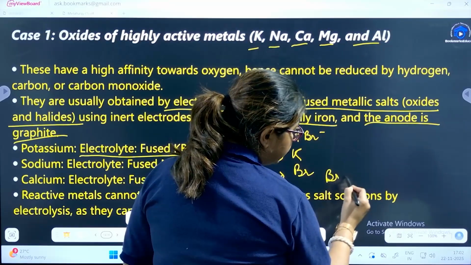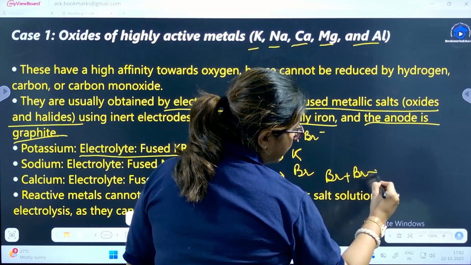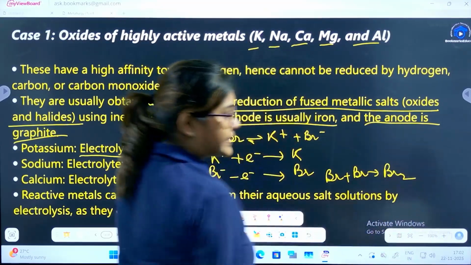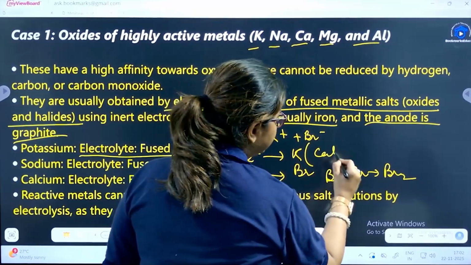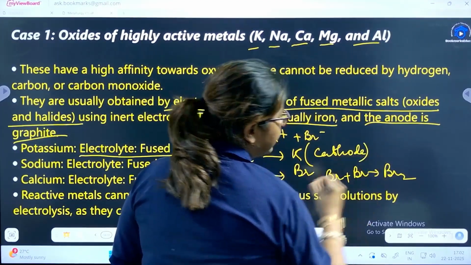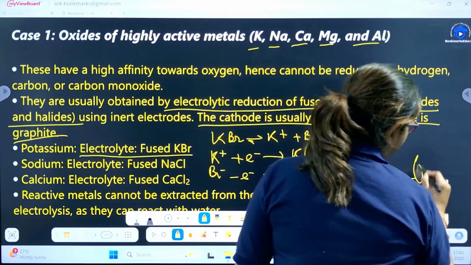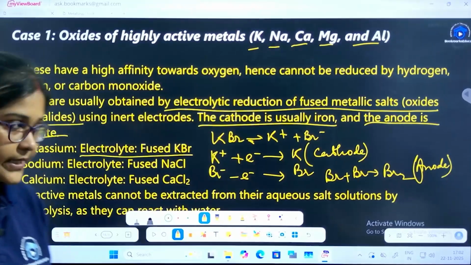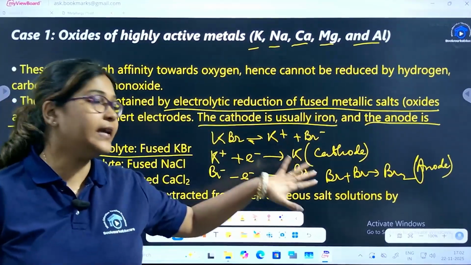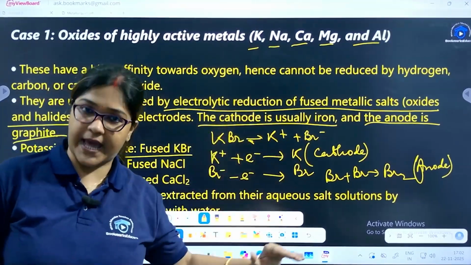So Br plus Br will generate bromine gas at the anode. At the cathode, you are getting the metal potassium, and at the anode, bromine gas is being liberated. So this is basically the cathode and anode reaction.